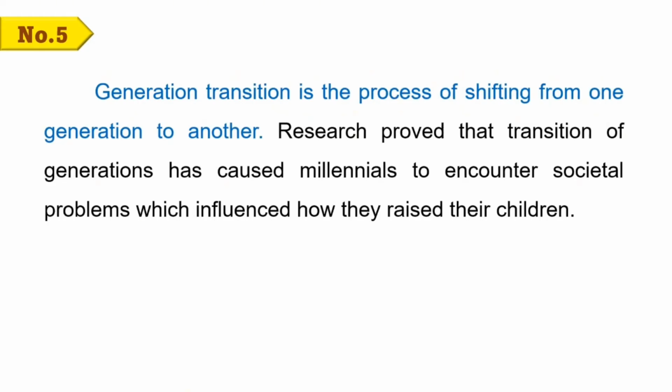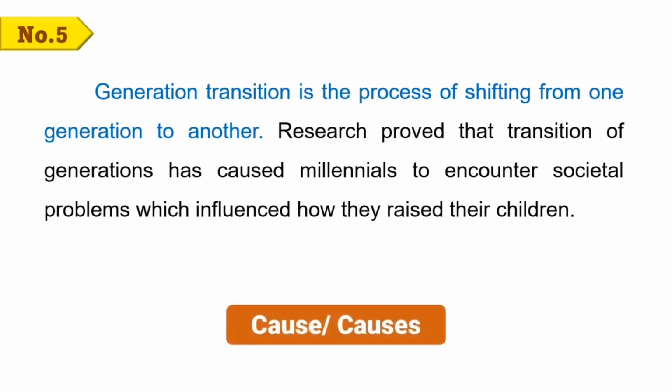Number 5. Generation transition is the process of shifting from one generation to another. Research proved that transition of generations has caused millennials to encounter societal problems which influenced how they raise their children. This one is an expanded definition that shows a cause related to the term being defined.